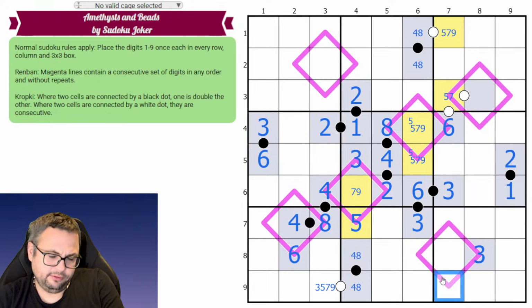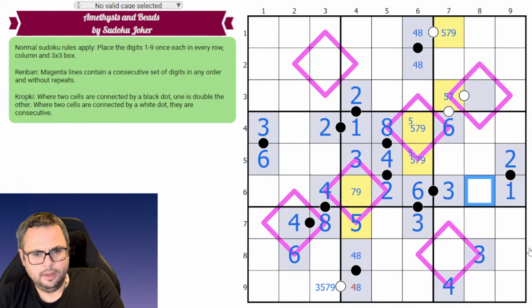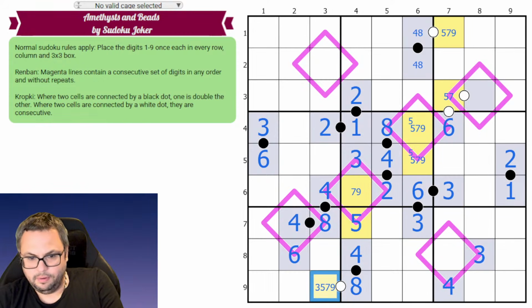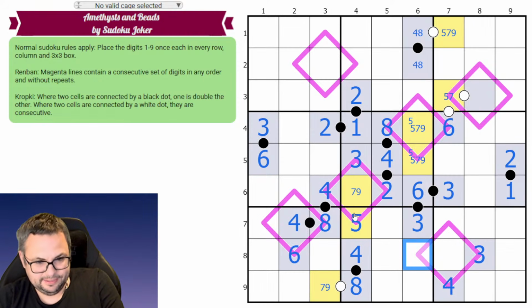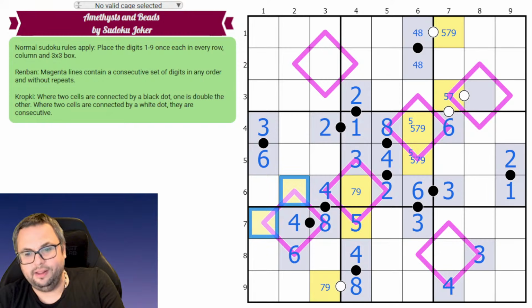This Renban also needs a 4, which is placed because of this 4-8 pair. I agree. Like that. So that makes that an 8 and that a 4, which makes that yellow. Renban, but exactly one repeat digit. Conveniently, these two are always yellow because the only things left are 5, 7, and 9.